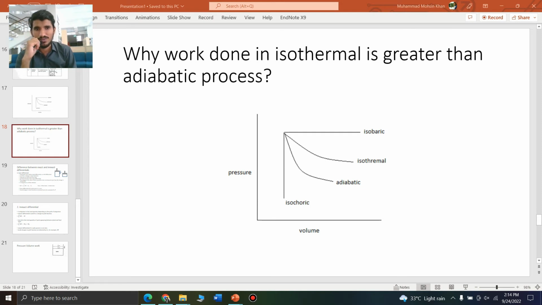And secondly, as you know, in the isothermal process, the work is done at the expense of the heat you provide, while in the adiabatic process, the work is done at the expense of the internal energy. So that's why the work done in the adiabatic process is lesser as compared to the work done in the isothermal process.